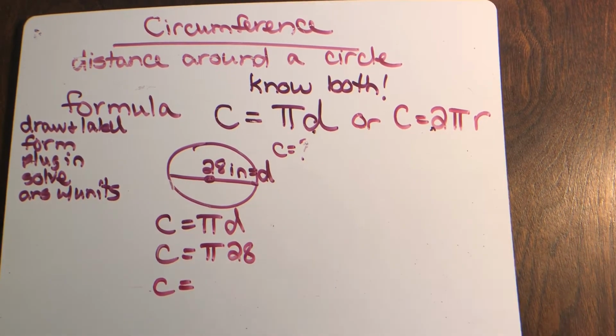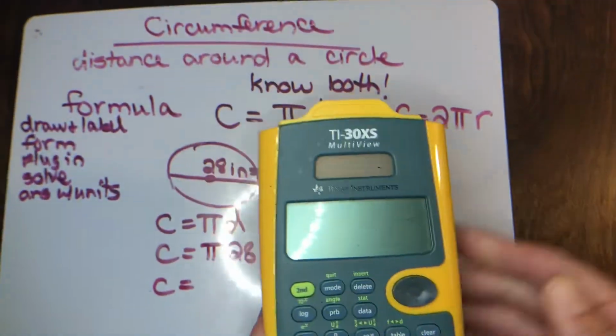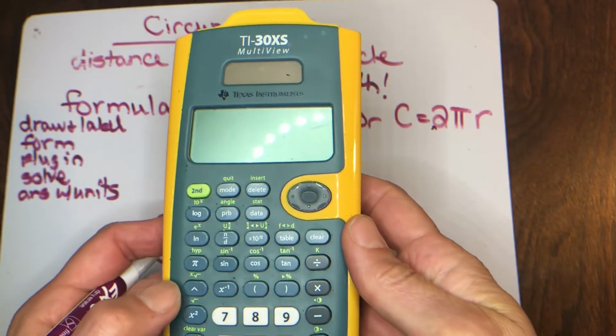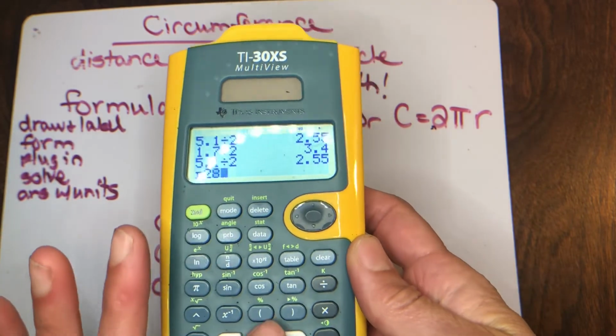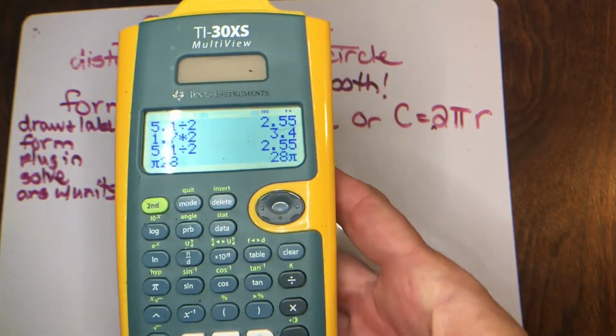And let me show you how to work this on the calculator. So you have pi. Look, here's your pi button. See it? And I put in the 28. Pi times 28. Hit enter. And look what it does.